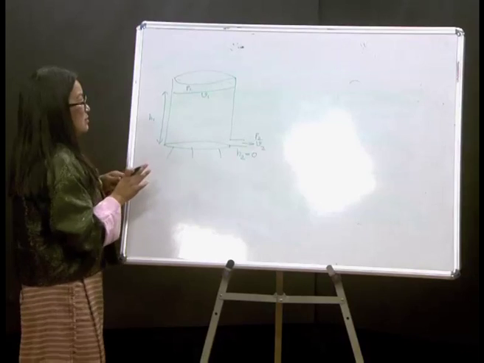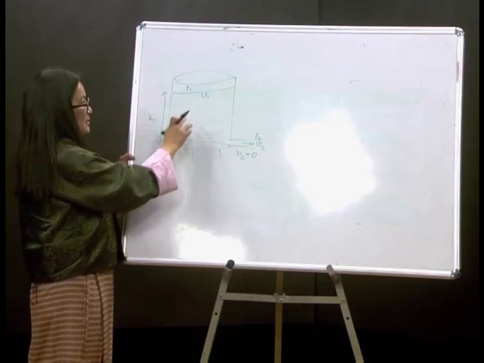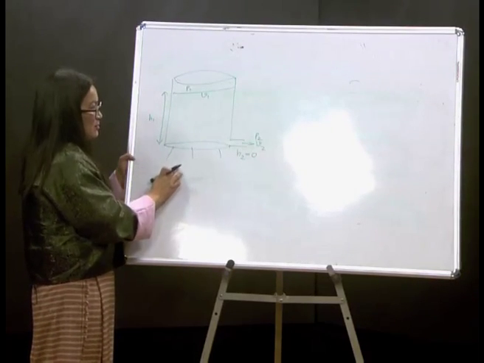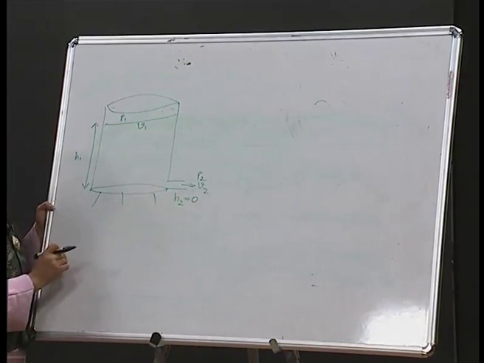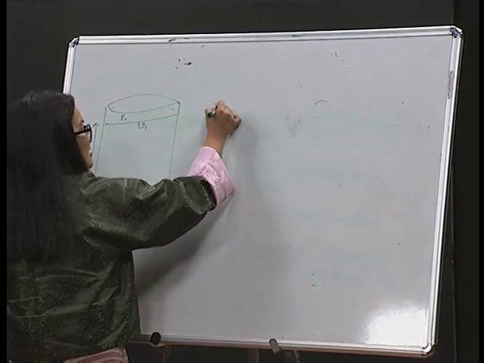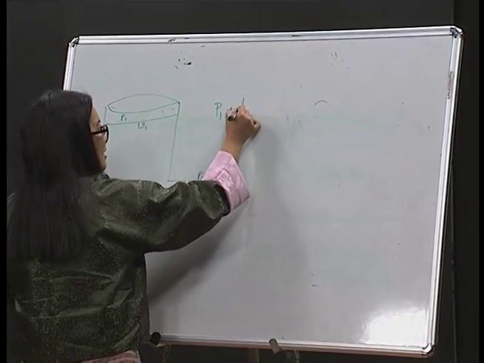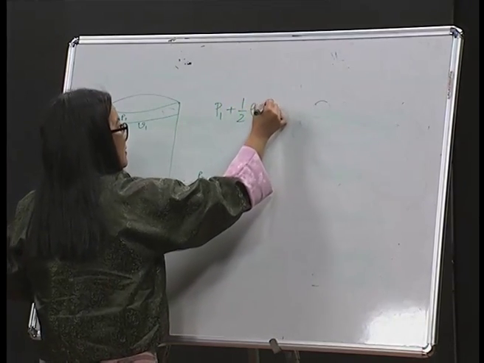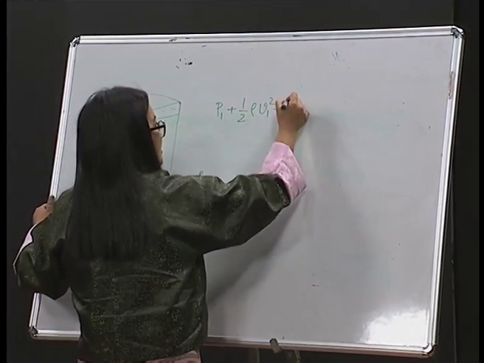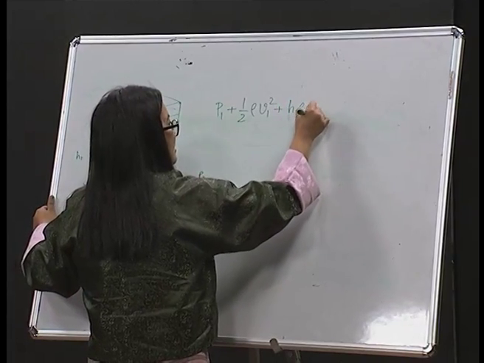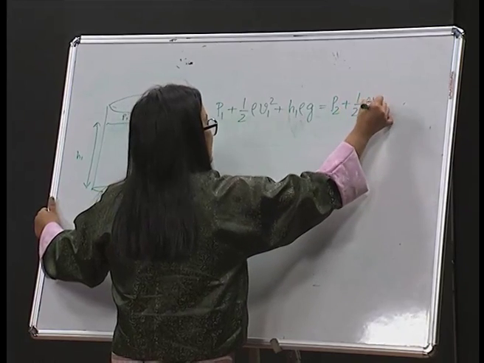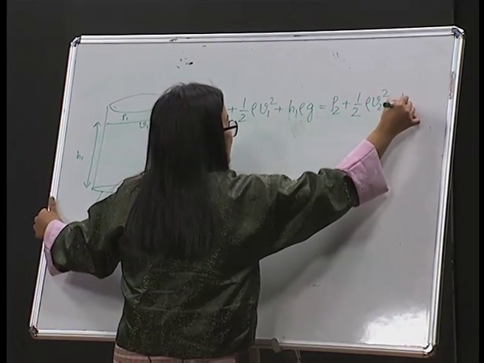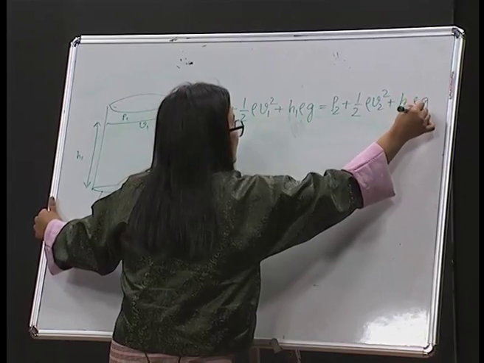Now, the practical application of Bernoulli's principle comes here also. We just want to check with what velocity the water is coming out from this opening. So, it is the general principle: half density V1 square plus h1 density g plus P1 equals P2 plus half density V2 square plus h2 density g.